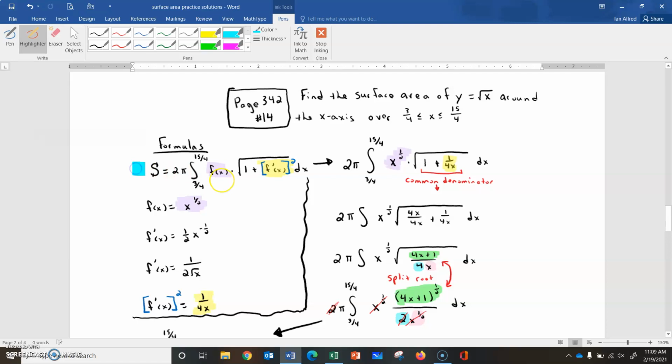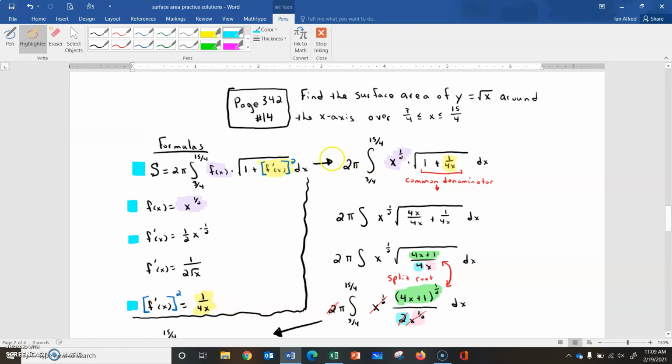So the surface area formula we're using, again, is circumference times the hypotenuse, which is basically a variation of the Pythagorean theorem. The formula is 2 pi times the integral from 3/4 to 15/4, which are our endpoints, of f of x times the square root of 1 plus f prime of x squared, dx. So we need f of x and we need f prime. f of x was x to the 1/2. f prime was 1/2 x to the negative 1/2, but when I square that, I get 1 over 4x.